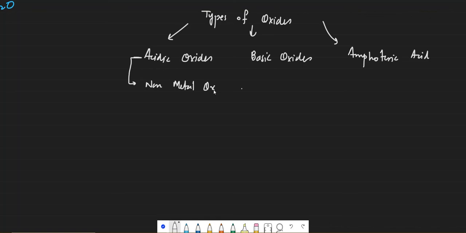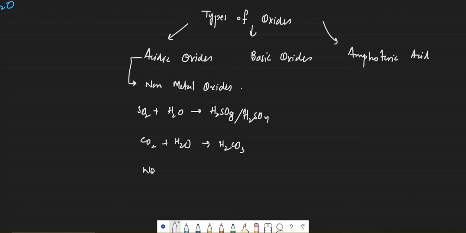For example, you dissolve SO2 in water, you will get H2SO3 or H2SO4, right? If you dissolve carbon dioxide in water, the high chance you're going to get carbonic acid, which is another acid. Again, if we add nitrogen oxide in water, you can get nitrous acid or nitric acid. Okay, so that's why acidic oxides are usually non-metal oxides. You need to remember that.